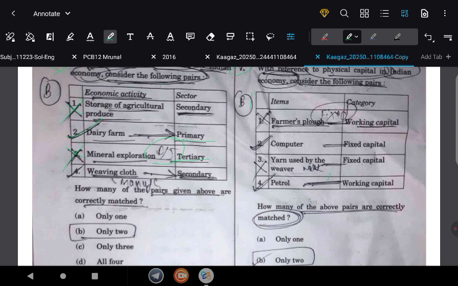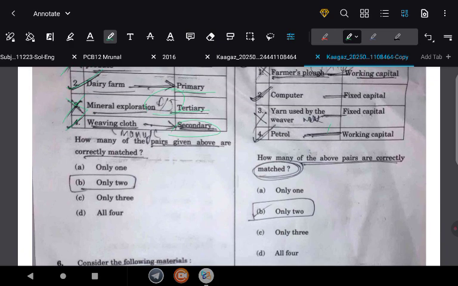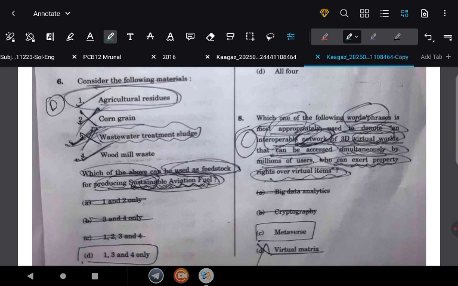And then weaving cloth is secondary because we are adding value to the already procured cotton. If it was related to just cotton cultivation or cotton plucking, then it would have been primary, but we have added value to it, so weaving cotton cloth is a secondary occupation. So how many pairs are correctly matched? It's only two.